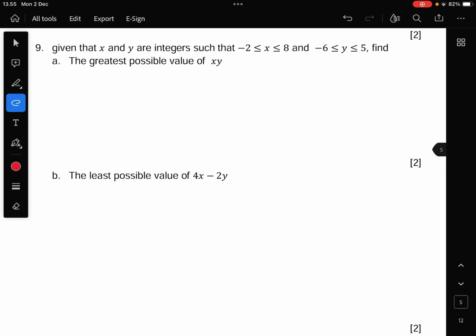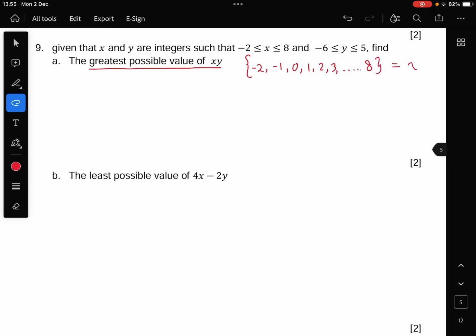Okay, now let's move on to number 9. Given that x and y are integers such that x is between negative 2 and 8, and y is between negative 6 and 5. Find the greatest possible value of xy. If we need to find the greatest possible value of the multiplication of x and y, we need to list down x and y. Actually, you will have negative 2, negative 1, 0, 1, 2, 3, until you get 8.